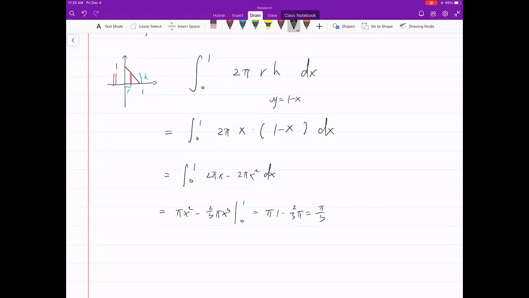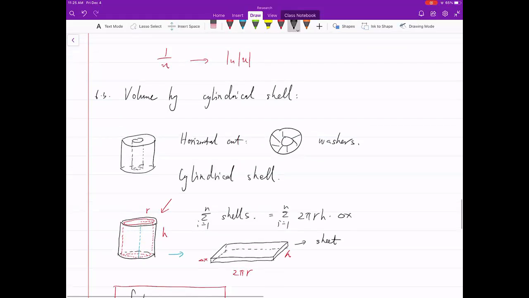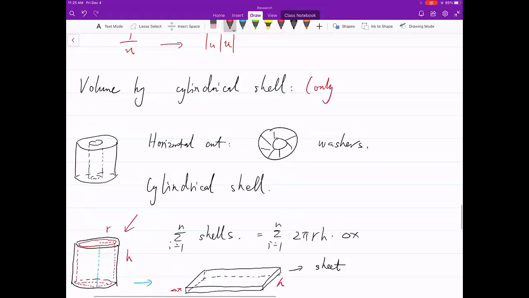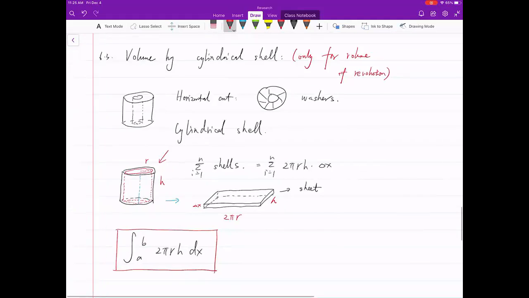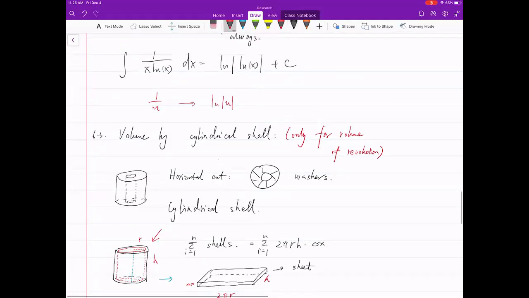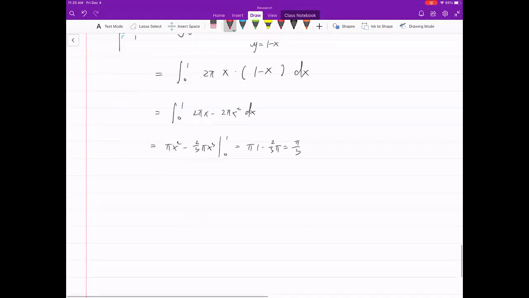Sounds good? That's a cylindrical shell. From here, can you see that in order to get something cylindrical, your volume has to be generated by a volume of revolution. It has to be from the rotation. You cannot do a pyramid in this way. Good so far? Okay, so the second case, I want to add a comment here that it only works for volumes of revolution. Anything else, it won't work because you do have a cylinder here generated by rotation.